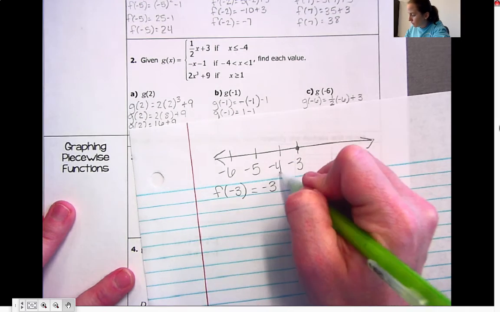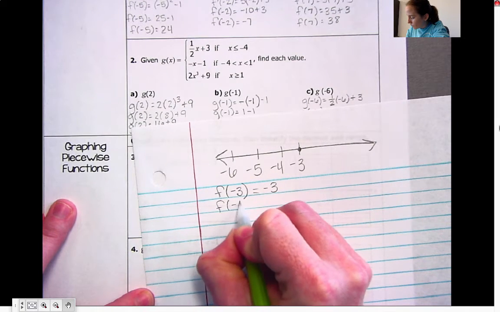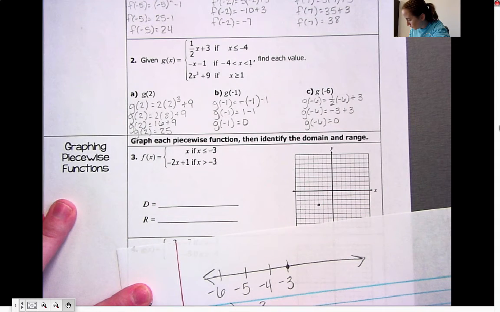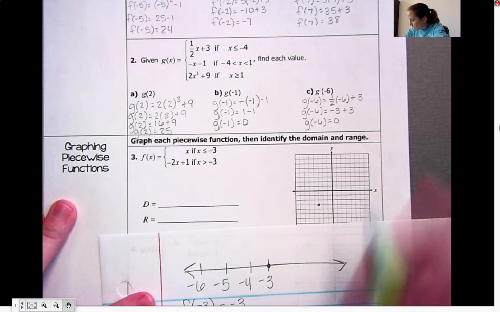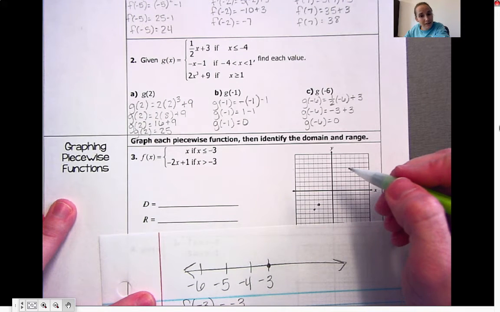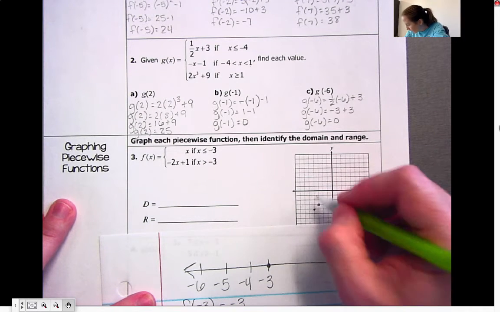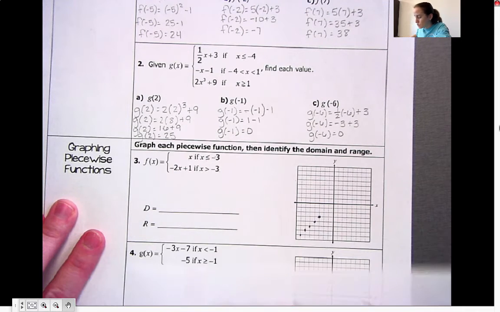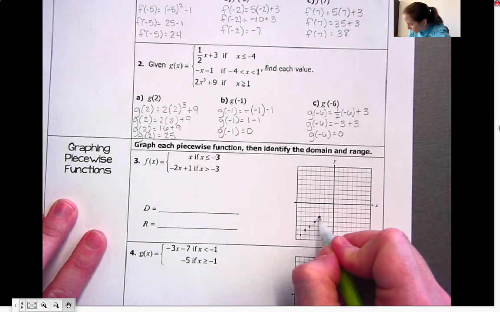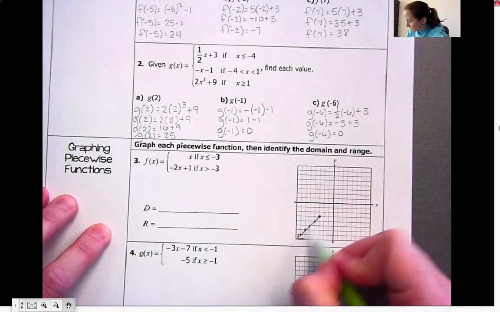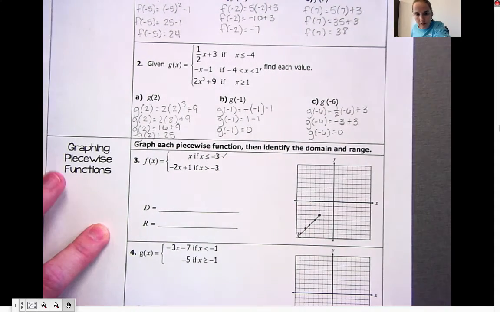Now, let's see what happens at negative 4. So f at negative 4, well, you just plug it in, so it's still negative 4. Okay, so at negative 4, I go negative 4. What do you think would happen at negative 5? Be at negative 5. So negative 5, negative 6, negative 7, and so on. So that's this part. I should use a ruler. This is this section.